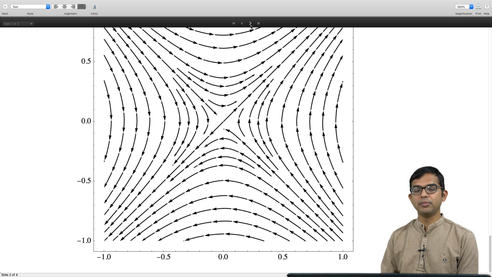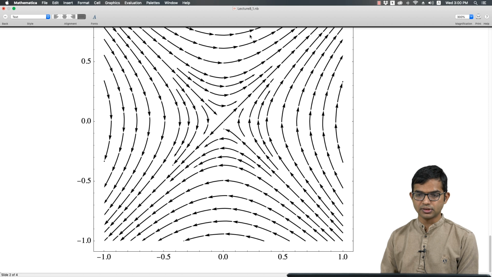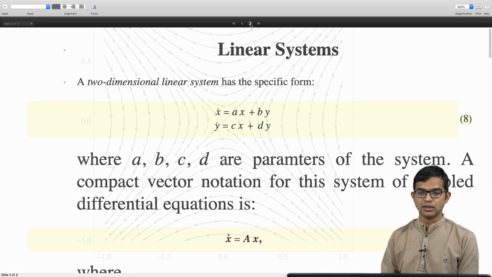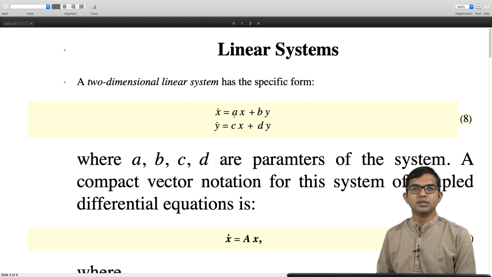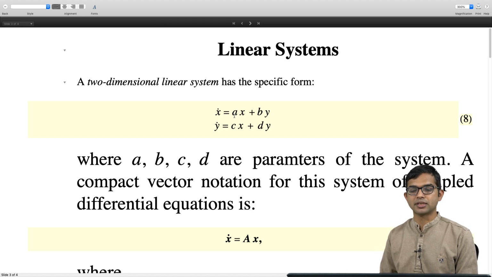Okay, so we'll make these notions a little more precise as we go along, but this is just a qualitative understanding. So let's move ahead and look at a few more examples, and then we will go into the general theory. Linear systems in general: if I have 2 degrees of freedom, x and y, I can think of a general linear system of this kind.